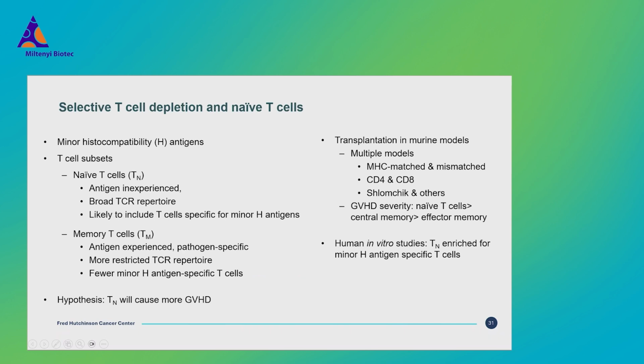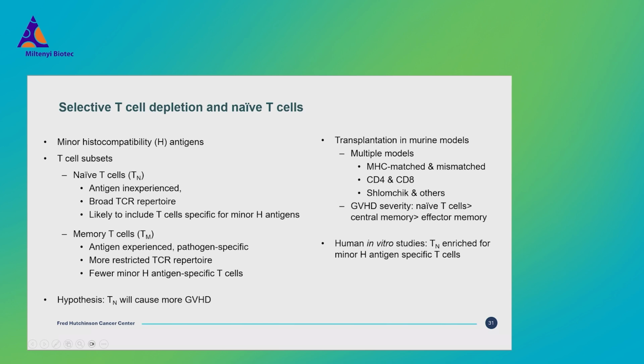From previous research, it's now known that the naive T-cell compartment is enriched for T cells specific for minor histocompatibility antigens, which are polymorphic peptides presented with HLA molecules on the surface of recipient cells. And they are the molecular target for alloreactive T cells in HLA-matched transplantation. We also know from the work of Warren Shlomchik and other groups that naive T cells in murine transplant models consistently cause severe graft-versus-host disease, much more so than central memory T cells and vastly more than effector memory T cells, which essentially don't cause graft-versus-host disease.